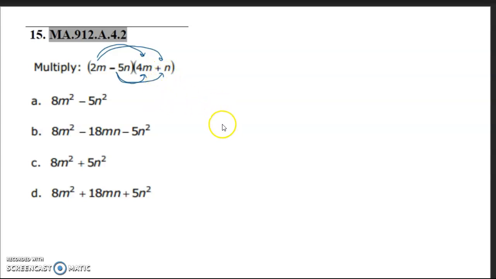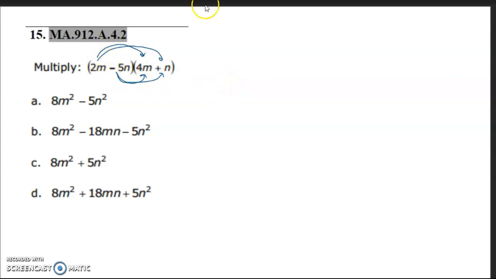everything behind it. You probably have seen this method called FOIL, but we're not going to talk really about it if you don't know about it, because it really only works if you're working with two binomials, which later on in this example we are working with more than that. So let's go ahead and multiply.